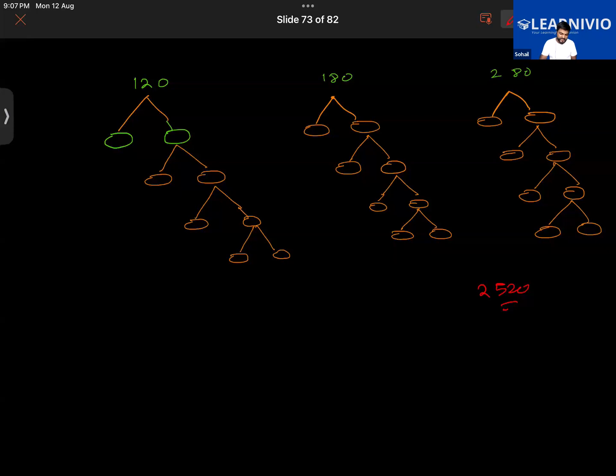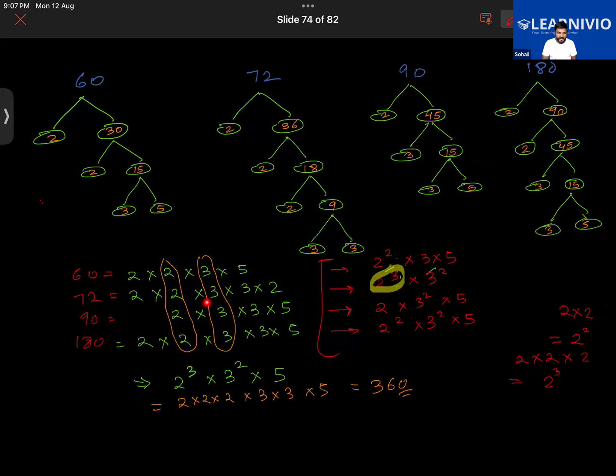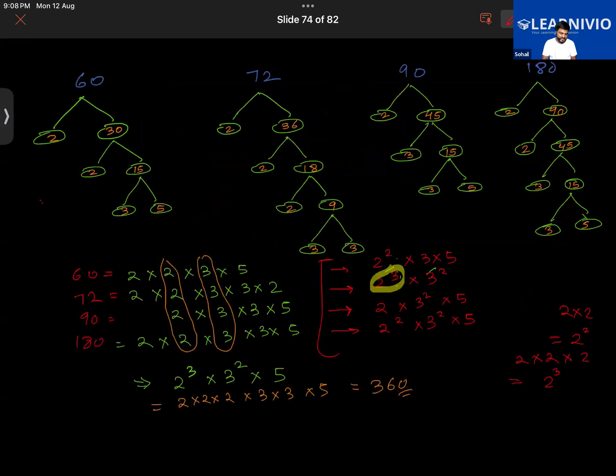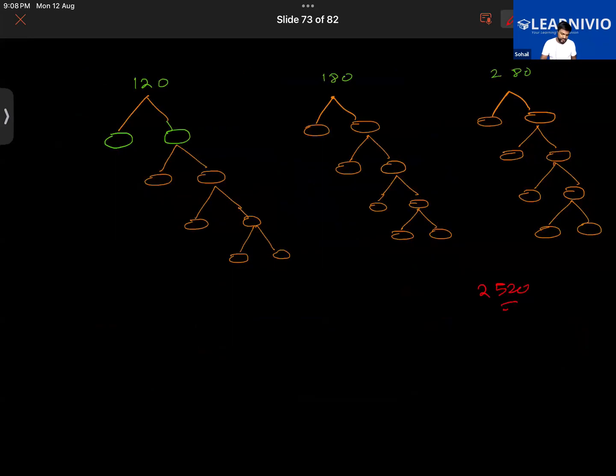Or the other way, remember earlier I wrote down the multiples of 60, 72, 90 and 180. So earlier we learned that by the listing method also we can solve it, where we have written the multiples of 60, like 6 ones are 60, 6 twos are 120 and so on.